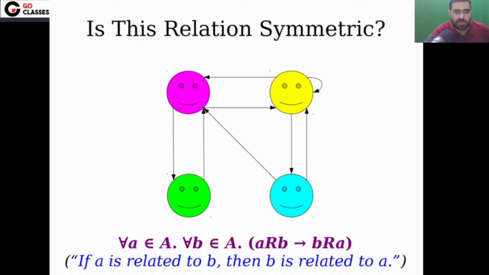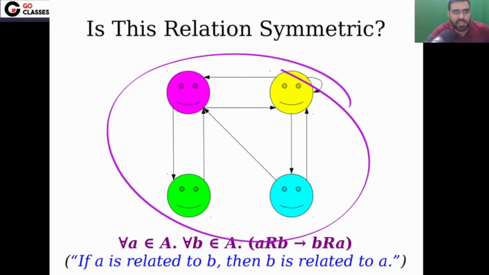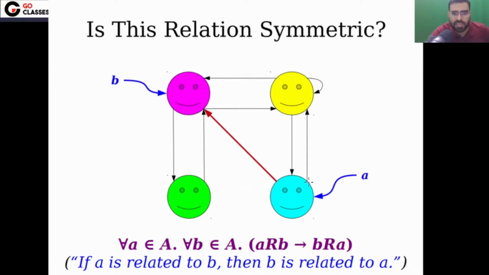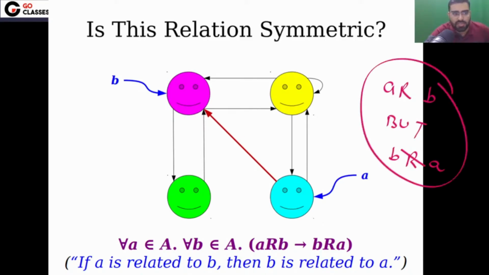Now tell me the answer for this question. Is this relation symmetric? No. This relation is not symmetric, because you can notice this is related to this, but this is not related to this. You can easily see that A is related to B, but B is not related to A. Symmetric says that if A is related to B, then B will be related to A.